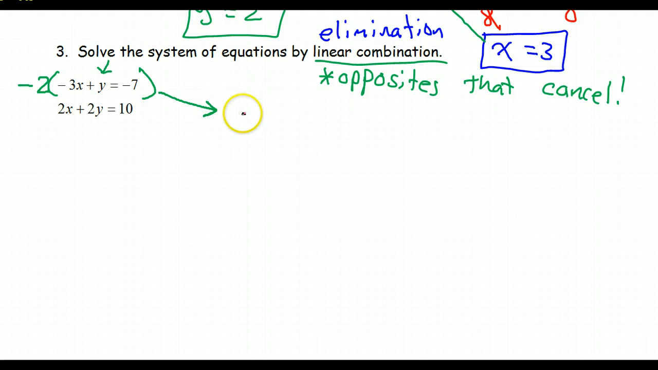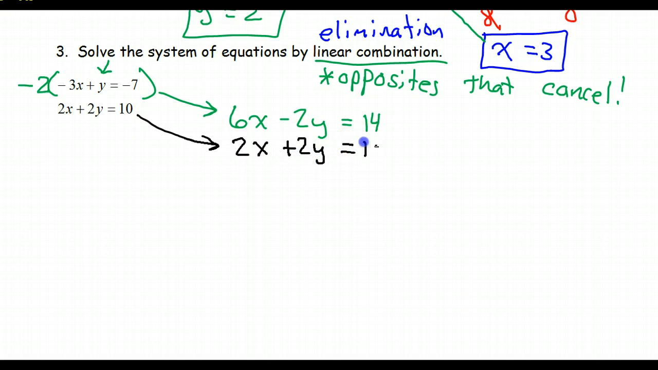So this is what I have. This equation will become, distributing, I have to multiply everything, including the negative 3 and the negative 7. So this is going to become 6x minus 2y is equal to 14. Now the other equation didn't change, but I would recopy it if I were you. So I'm just bringing it down. So 2x plus 2y is equal to 10.